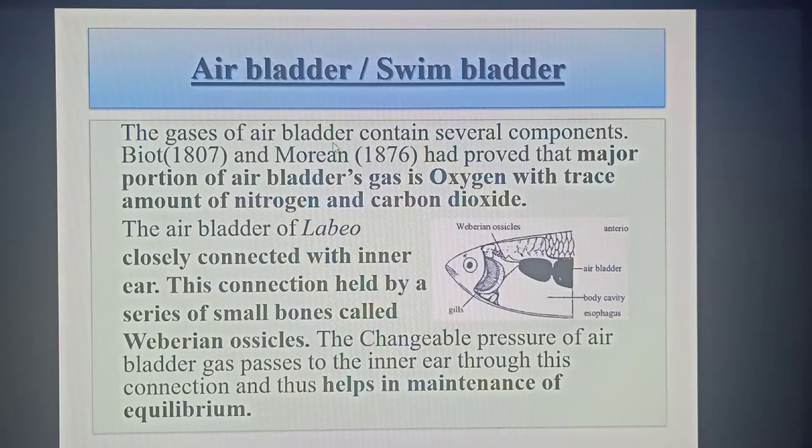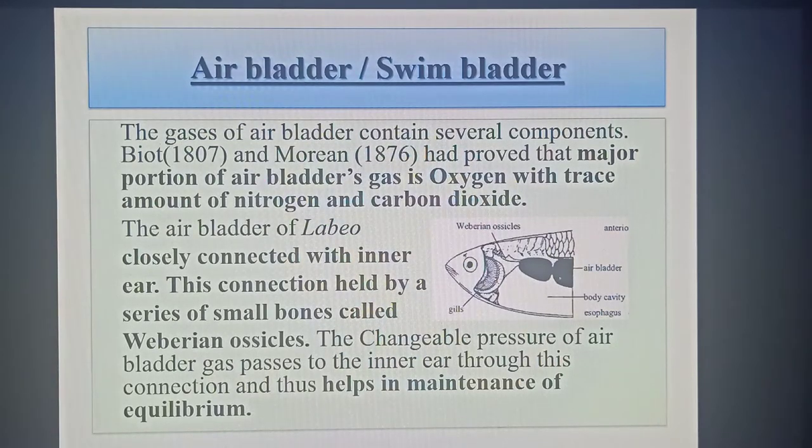The gases of the air bladder contain several components. Scientists Biot and Moreau had proved that the major portion of the air bladder's gas is oxygen with trace amounts of nitrogen and carbon dioxide. So what are the components of the gases of the air bladder? The gases of the air bladder are composed of three main components: number one, oxygen; number two, nitrogen; and number three, carbon dioxide.